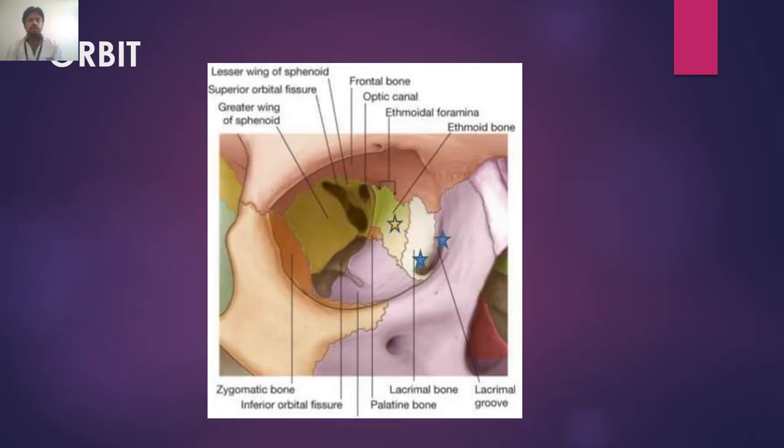The orbit. In this picture we can see the bones which comprise the orbit, the lesser wing of sphenoid. The superior orbital fissure is just in between the greater wing of sphenoid and the lesser wing of sphenoid. There is the frontal bone superiorly, and just below it there is the optic canal. Ethmoidal foramina are also there. Ethmoidal bone, lacrimal bone, palatine bone in the middle portion, zygomatic bone laterally, and maxillary bone in the inferior region.